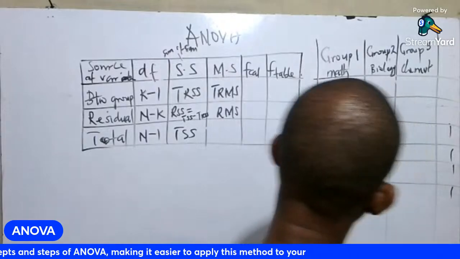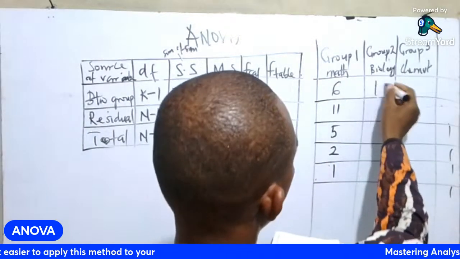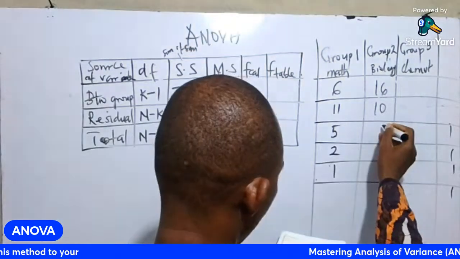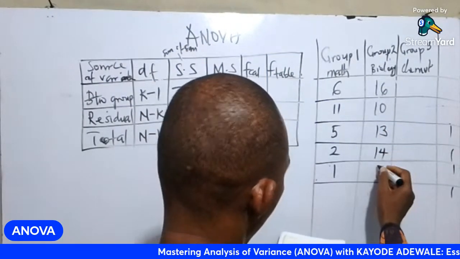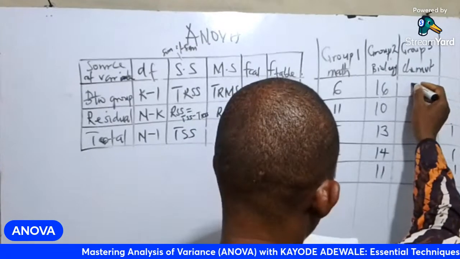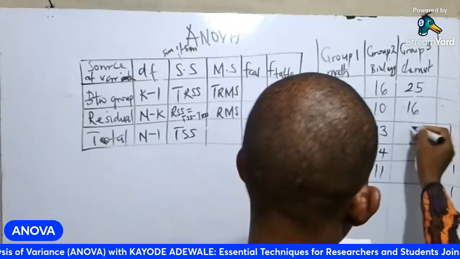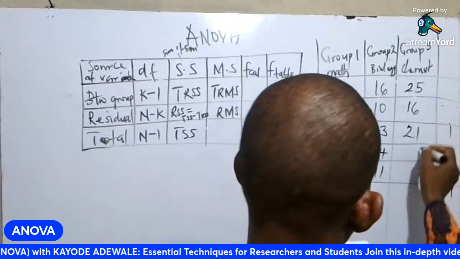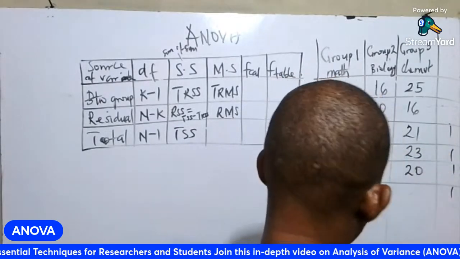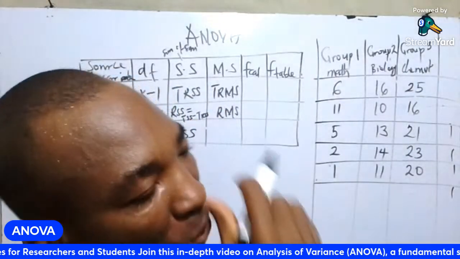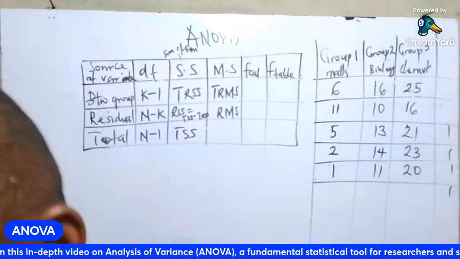I want us to take it one after the other. For the second group, 16, 10, 13, 14, and 11. The third group, 25, 16, 21, 23, and 20.